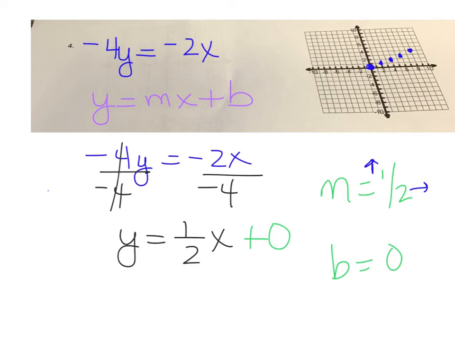Now, if I wanted to, what else could I do? I could have gone down 1 and left 2. So, no matter what, I have 5 points. I'm ready to connect the dots. And I have my line.